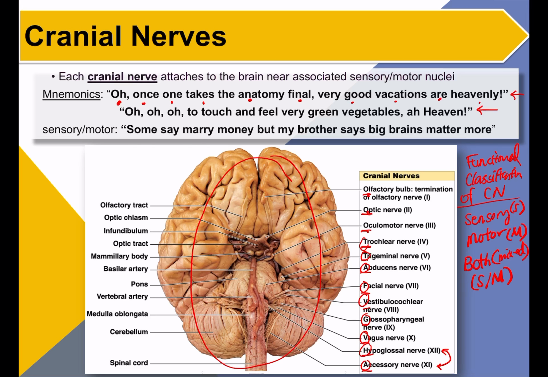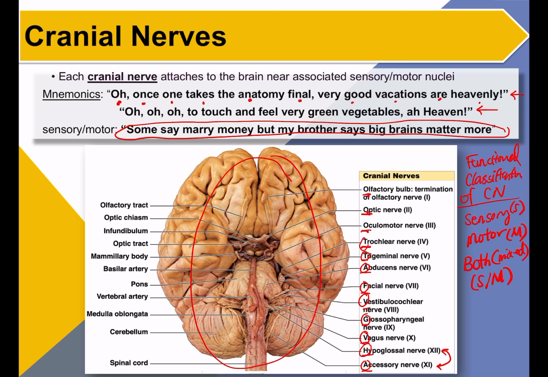Now, this second one actually got stuck in my brain. Okay, I remembered it once. I have it committed to memory. Now I'll never forget the order of sensory versus motor and both for the order of the cranial nerves.